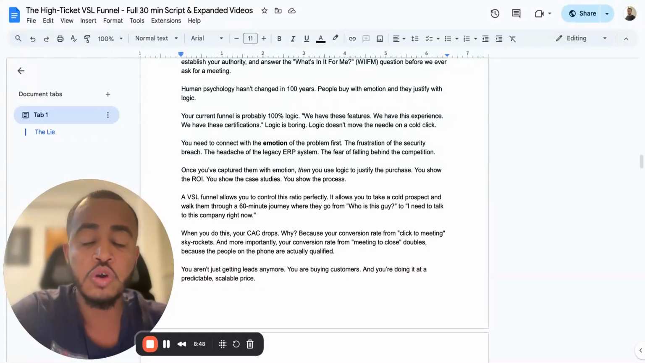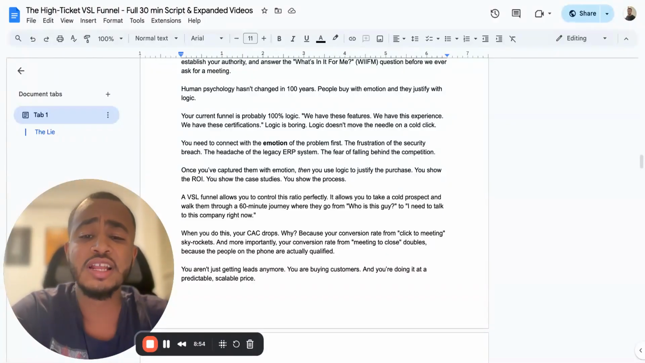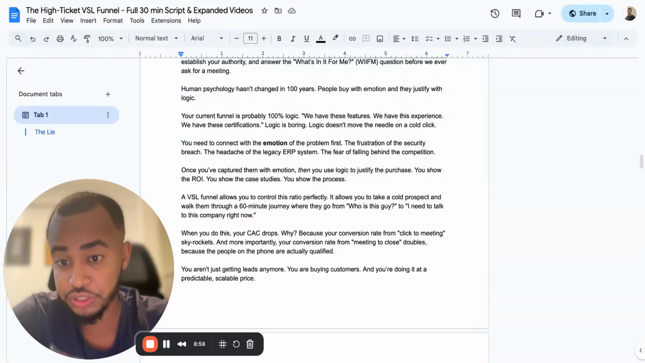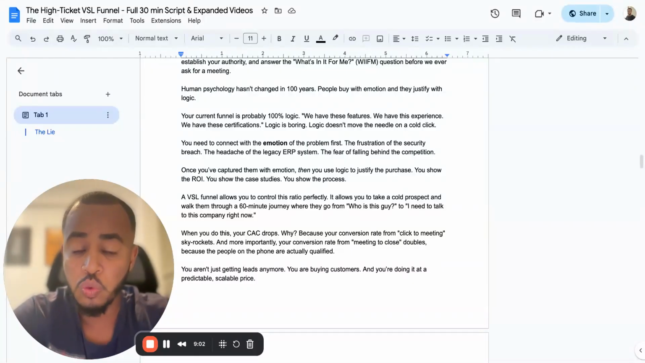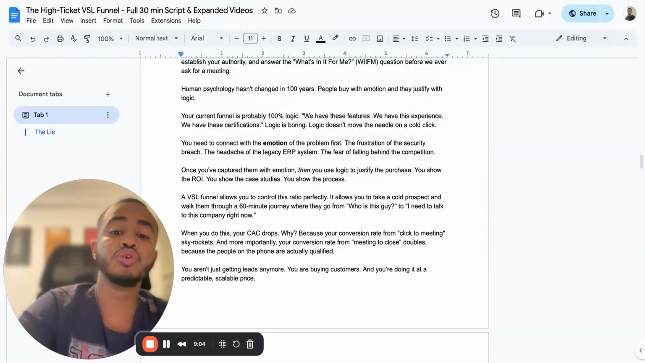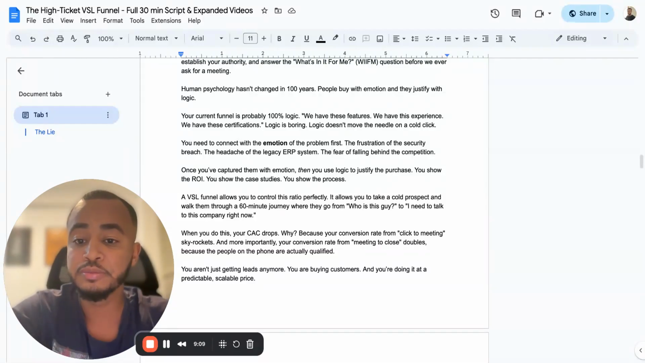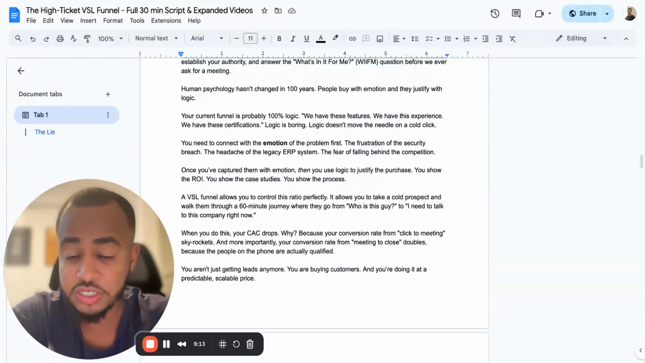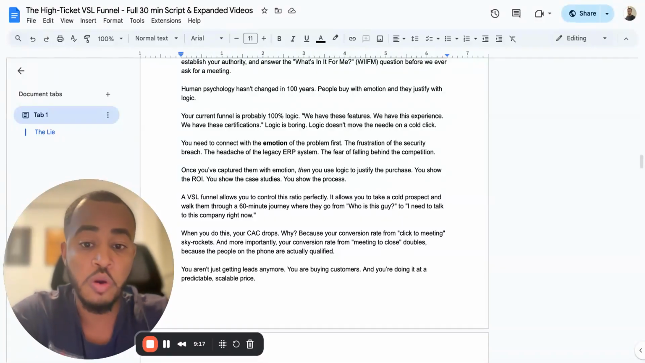You need to connect with the emotion of the problem first: the frustration of a security breach, the headache of legacy ERP systems, the fear of falling behind the competition. Once you have captured them with emotion, then you use logic to justify the purchase. You show the ROI, you show the case study, you show the process. The VSL funnel allows you to control the ratio perfectly.